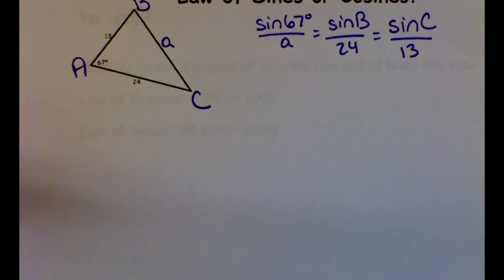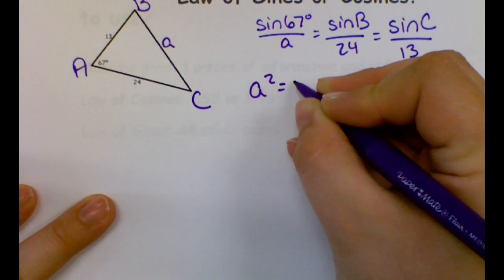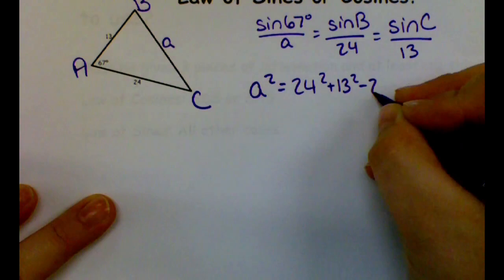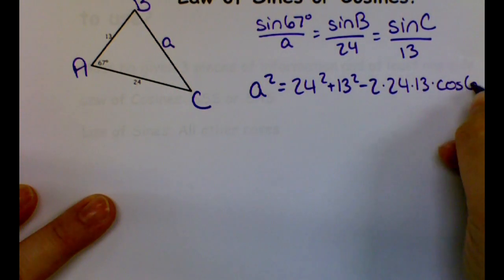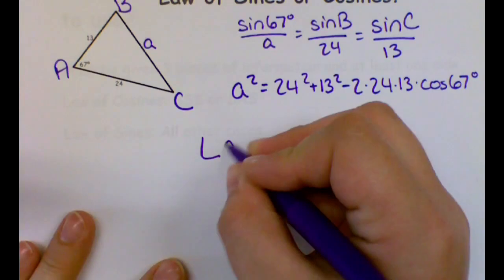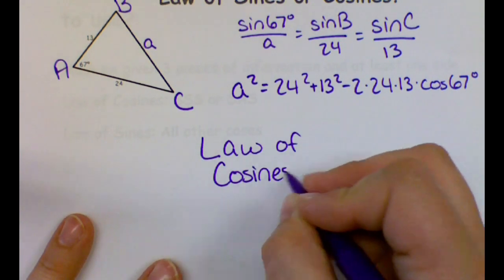In law of cosines, we want to find that missing side first. So I'd take A squared equals B squared plus C squared minus 2 times B times C times the cosine of angle A. Look at that. That's all the information I would need. This is indeed a law of cosines problem.